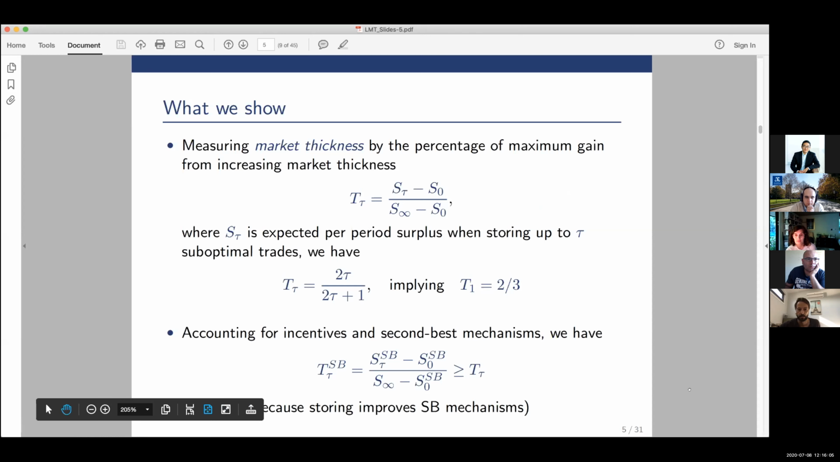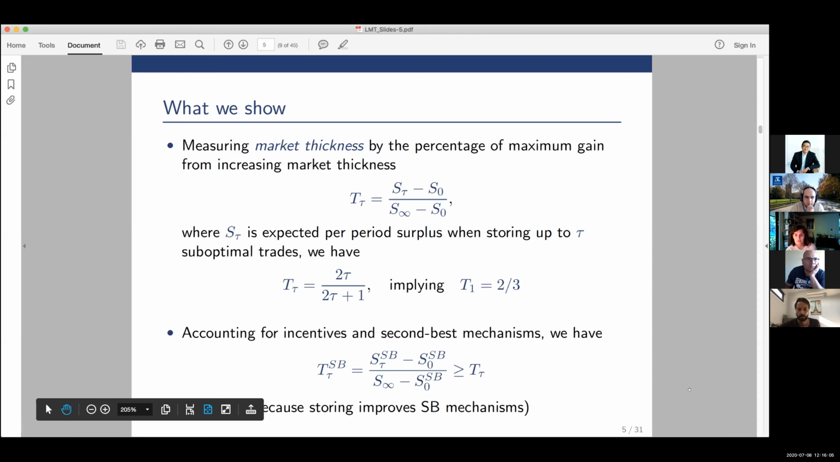Moreover, we have an implementation result. So in the binary type setting, you can implement the efficient policy with a posted price mechanism that always balances the budget as soon as it's optimal to store one suboptimal trade. So you get rid of any sort of second best problems as soon as storing one trade becomes optimal.